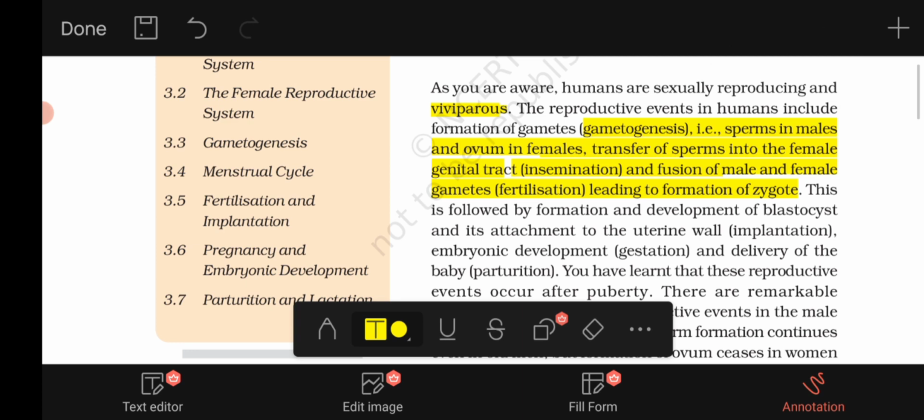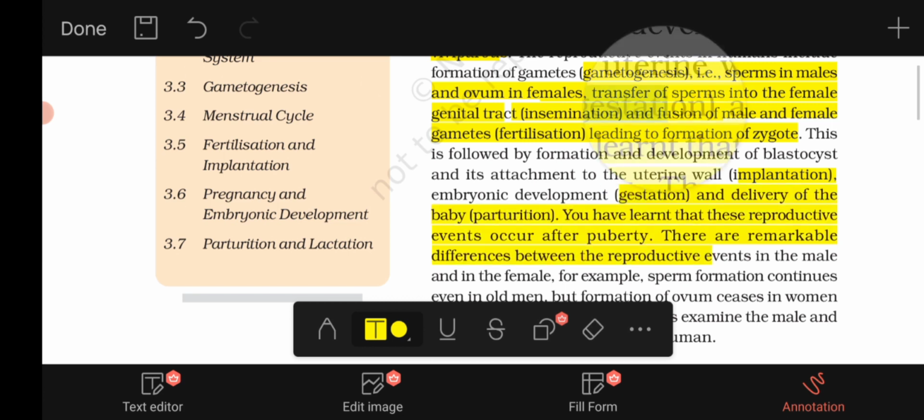This is followed by formation and development of blastocyst and its attachment to the uterine wall. This is called implantation, and embryonic development, that is gestation, and delivery of baby, that is called parturition. So the steps involved are gametogenesis, formation of gametes, insemination, transfer of gametes into female genital tracts, then fusion of gametes to form zygote, fertilization, then implantation of blastula, embryonic development, gestation, and finally parturition, that is the delivery of the baby.